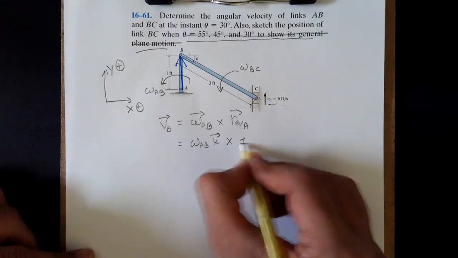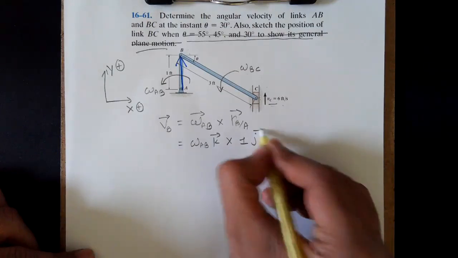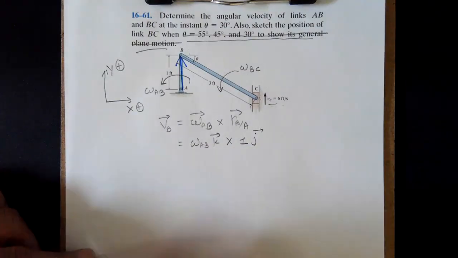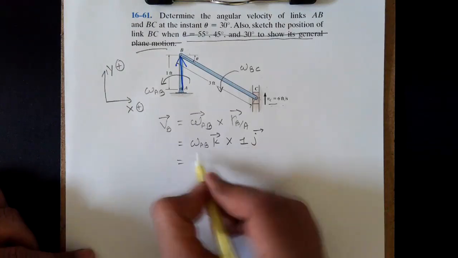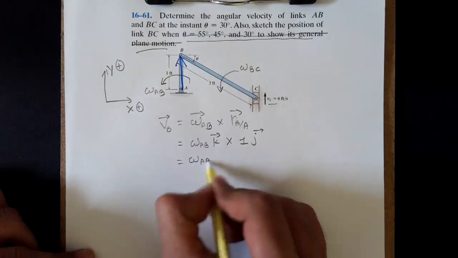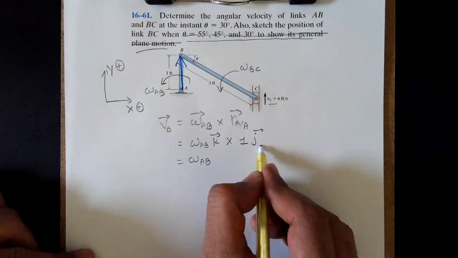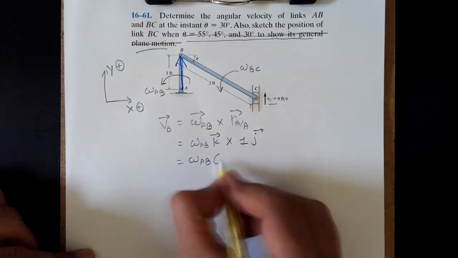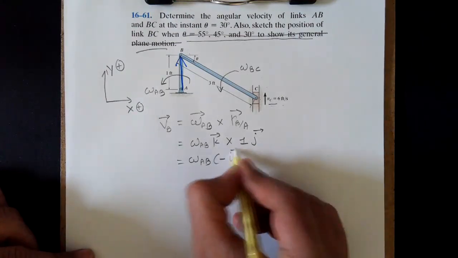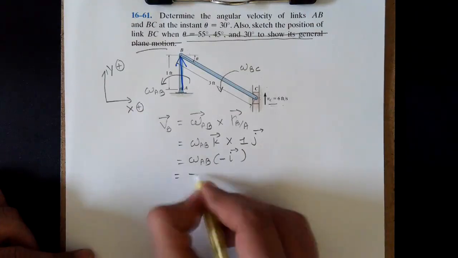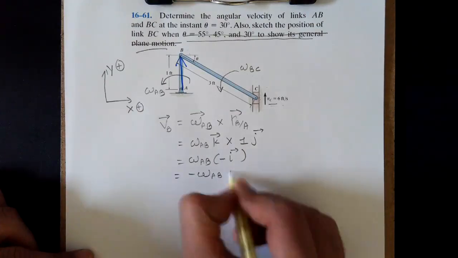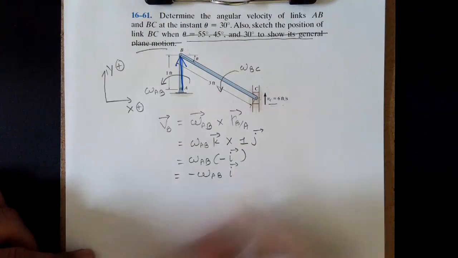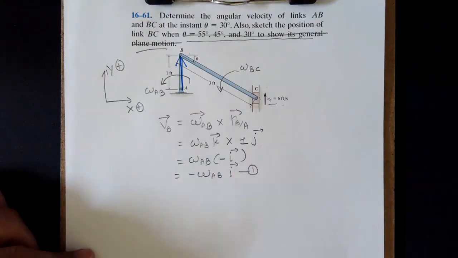Cross, this is 1 j because there is no i component. So now when you multiply 1 with omega AB, it's just omega AB only, and then it's k cross j, and we know that k cross j is minus i. So this term is minus omega AB i. So let's call this our equation 1.